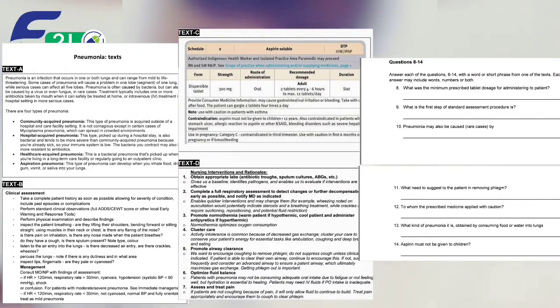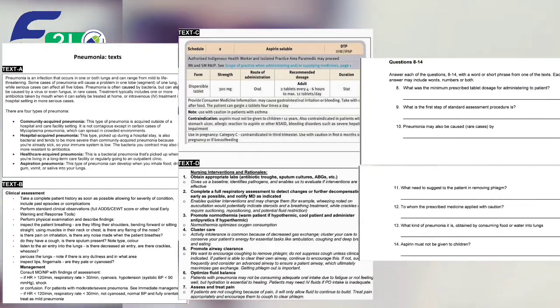10th. Pneumonia may also be caused in rare cases. This answer you will get from A box. 11. What do you need to suggest to the patient for removing phlegm? Understand the question, jump to your box, don't waste time reading the whole story, just find where they are saying about removing phlegm. Suggesting means instructing or encouraging the patient.